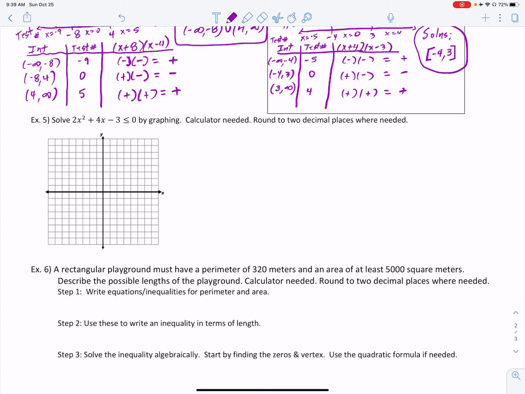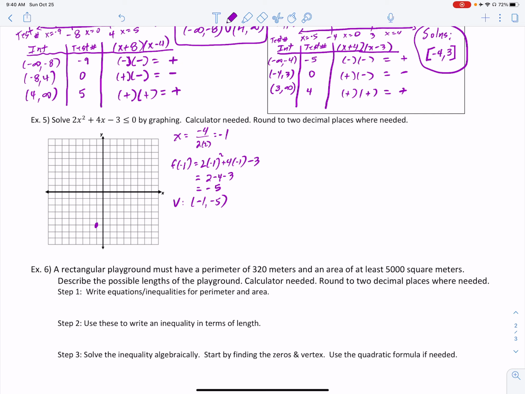And so to graph this, I'm going to go ahead and use x = -b over 2a. I'm getting a -1, and I'm going to plug that in to get the y-coordinate of the vertex. So I get 2 minus 4 minus 3, which is a -5. So the vertex of this is (-1, -5). And so if I go to the left 1 and down 5.